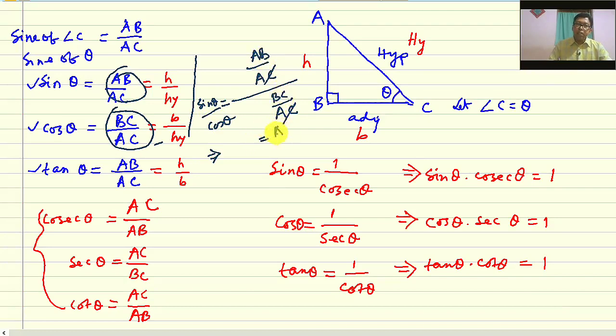Now see that this AB upon BC is nothing but tan theta, tangent of the angle theta. So can we say that tan theta is equal to sin theta upon cos theta? So write it. This is another relation you are finding here.